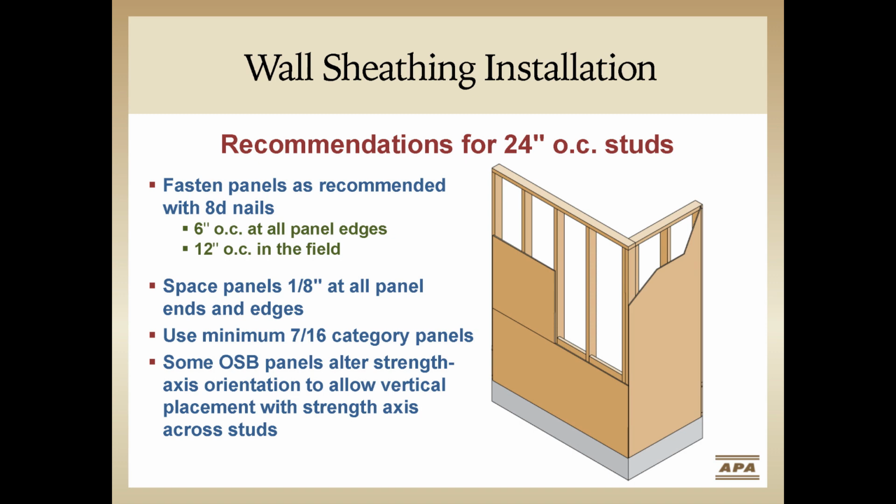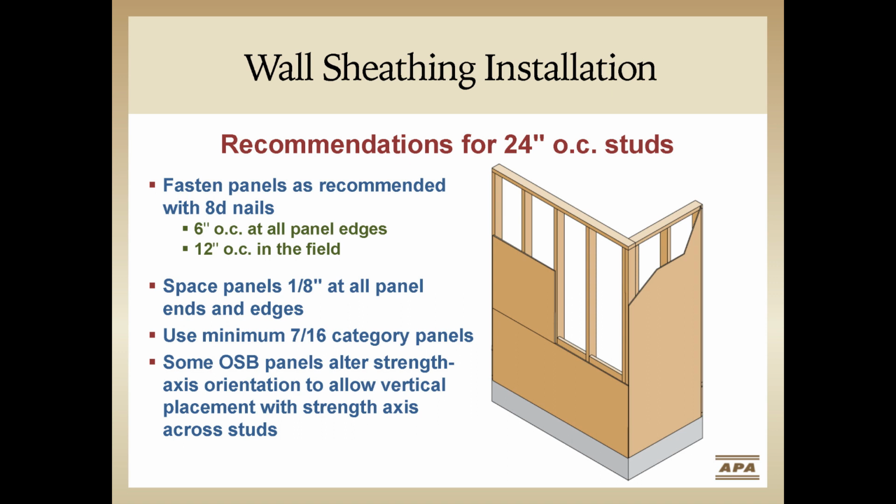So all of the details that we've talked about so far require coordination with the framer in addition to other trades. There's one area that only requires framer training, and that's wood structural panel wall sheathing installation with 24-inch on-center stud spacing. First, no matter what your stud spacing is, make sure that wall sheathing panels are fastened 6 inches on center along all edges and 12 inches in the field of the panels. Or if you happen to be in a high wind area, fastening should be per the local code requirements.